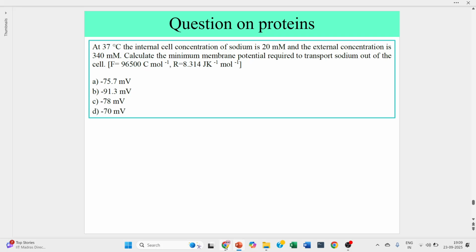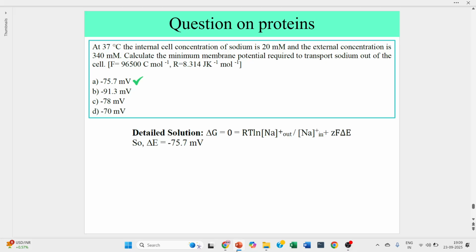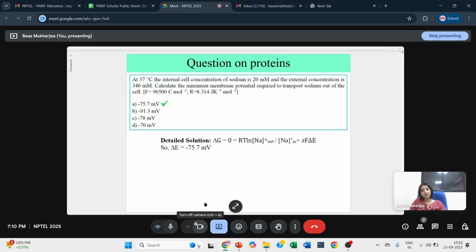There's one more question for you to answer. At 37 degrees centigrade, the internal cell concentration of sodium is 20 millimolar and the external concentration is 340 millimolar. Calculate the minimum membrane potential required to transport sodium out of the cell. So, using this equation, we will be able to solve it, and the delta E is equal to minus 75.7 millivolts. That is the membrane potential that is required. And the formula that you're supposed to use is mentioned here.